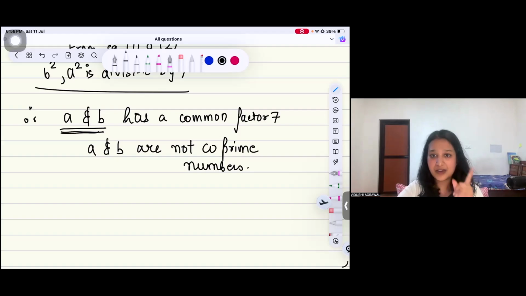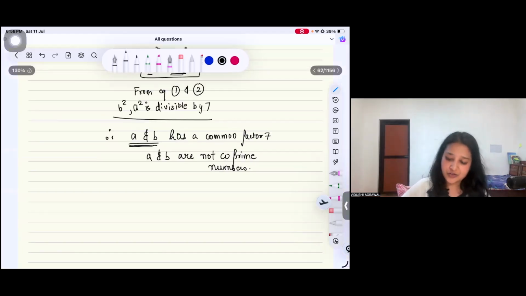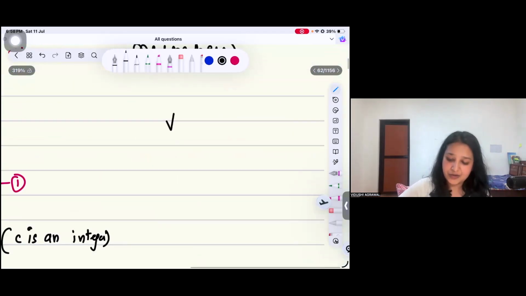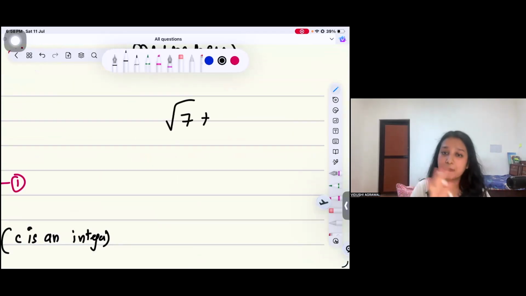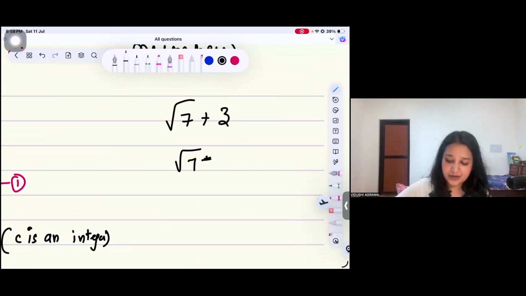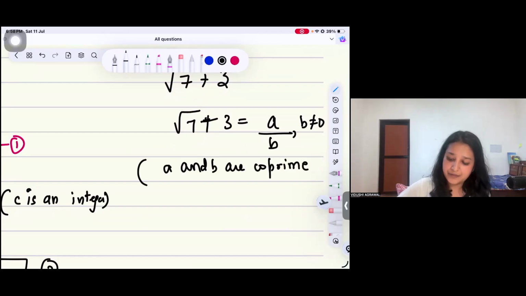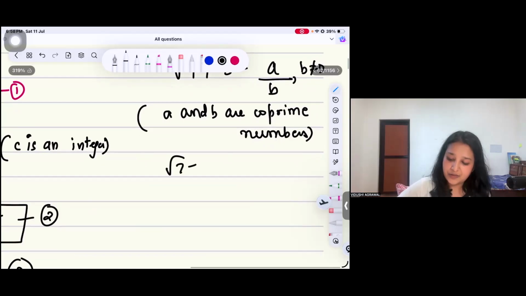First type of questions, irrational and rational. Second type of questions are here. Let's say I'm adding anything, let's say root 7 plus, minus, or any operation with 3. Again, same stuff, first step remains the same: it is equal to a upon b, where b is not equal to 0 and a and b are co-prime. Co-prime numbers. Again, squaring both sides, root 7 plus 3 whole square equals a square plus b square.